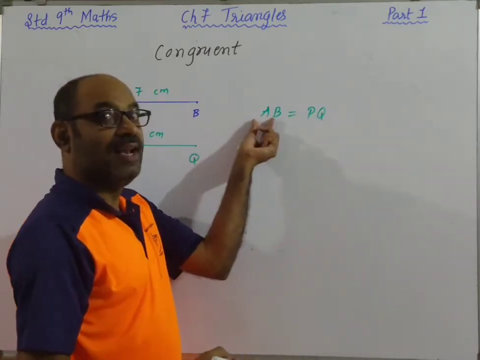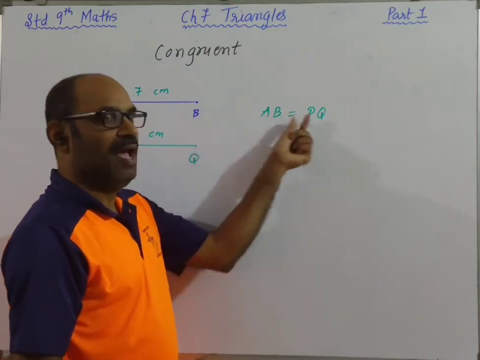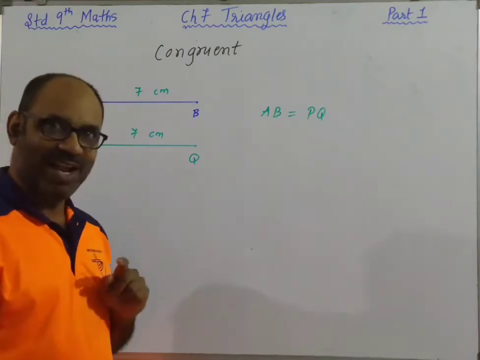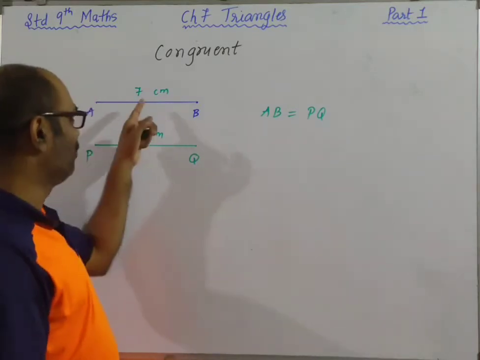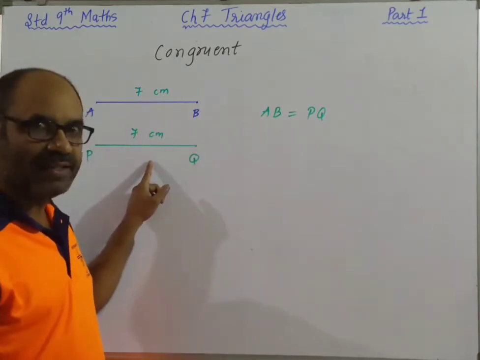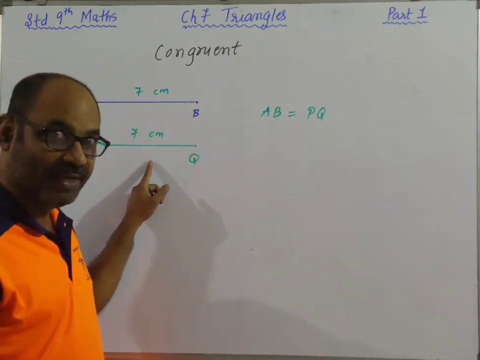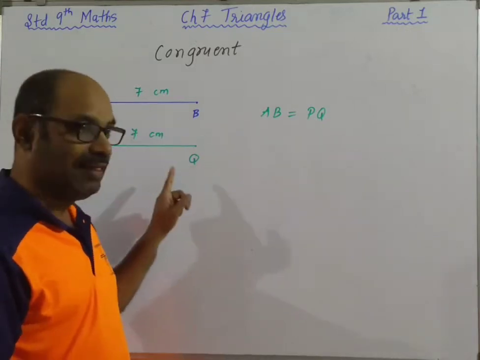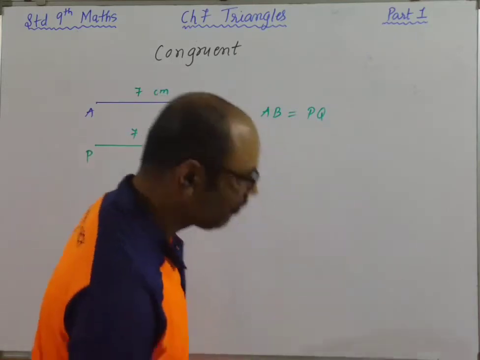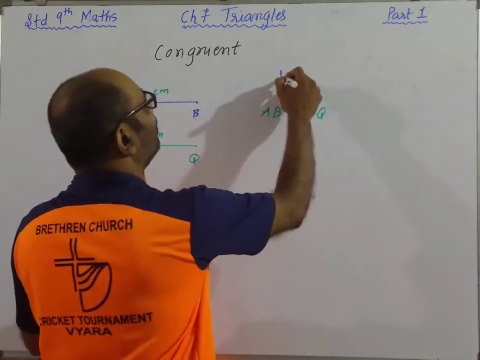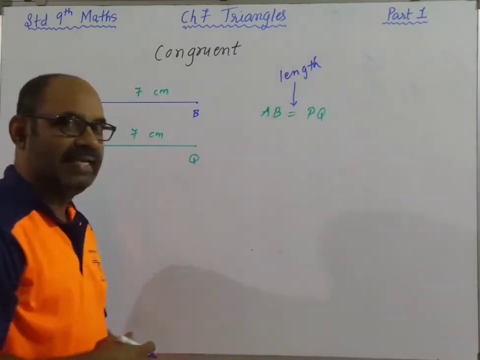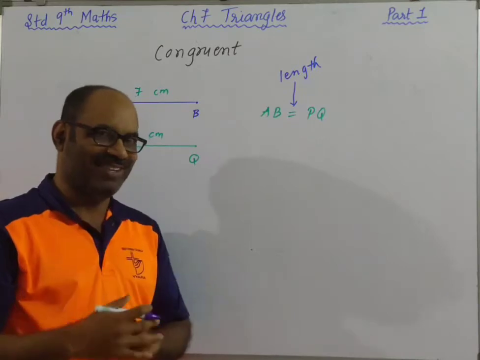AB represents the length of line segment AB, and PQ represents the length of line segment PQ. We have seen the length of line segment AB is 7 centimeter and the length of line segment PQ is also 7 centimeter. So they have equal length. So AB is equal to PQ. Children, when we talk about length, there is an equal to sign here. Just observe nicely, okay children?